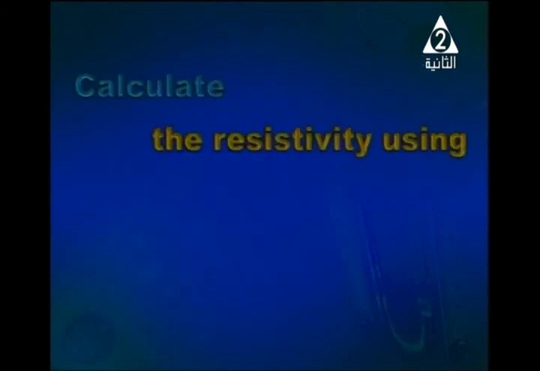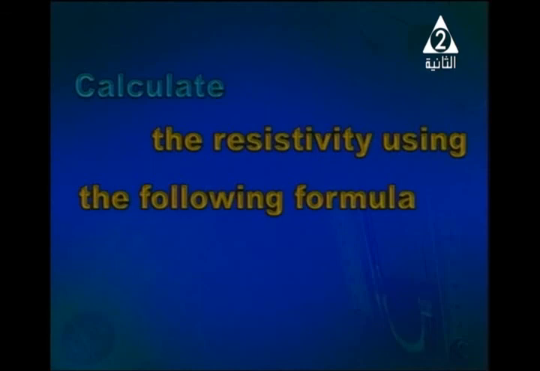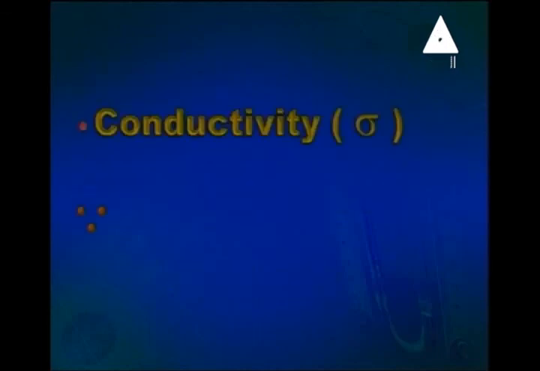Calculate the resistivity using the expression R is equal to rho E L over A. And if you manage to calculate the resistivity, it's easy to calculate the conductivity, of course. Conductivity is equal to 1 over rho E.